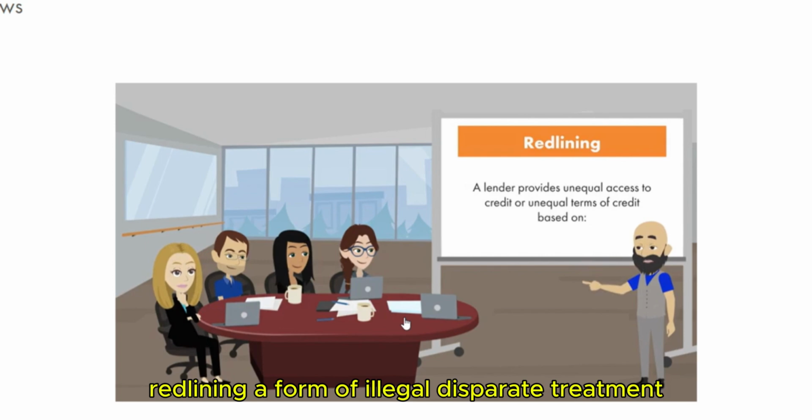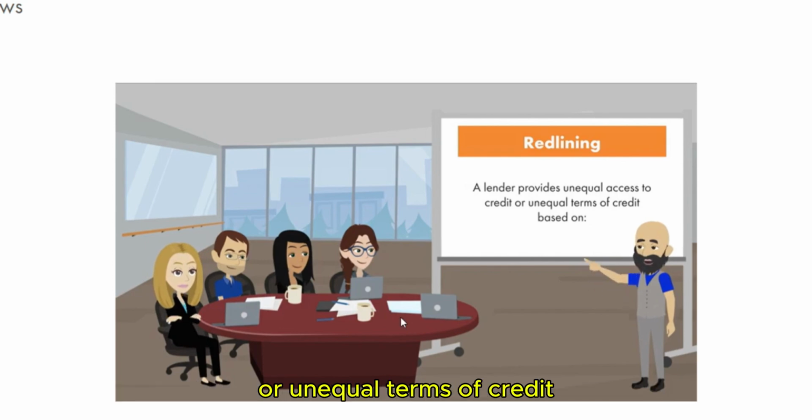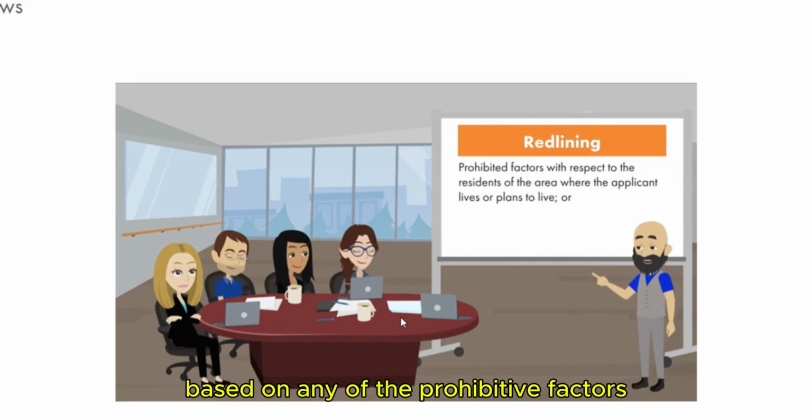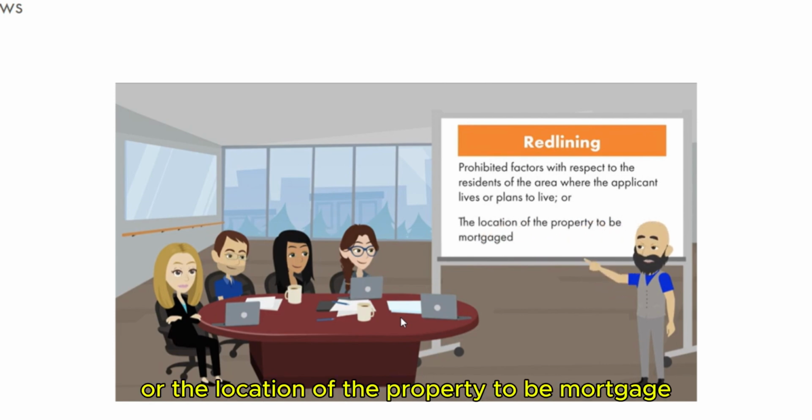Redlining, a form of illegal disparate treatment whereby a lender provides unequal access to credit or unequal terms of credit based on any of the prohibited factors with respect to the residents of the area where the applicant lives or plans to live, or the location of the property to be mortgaged.